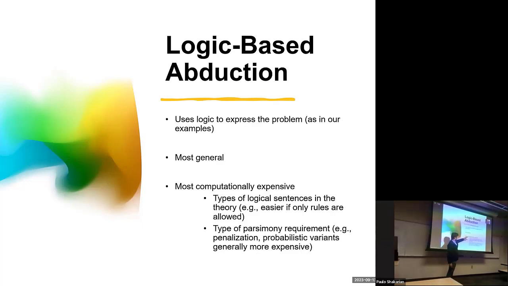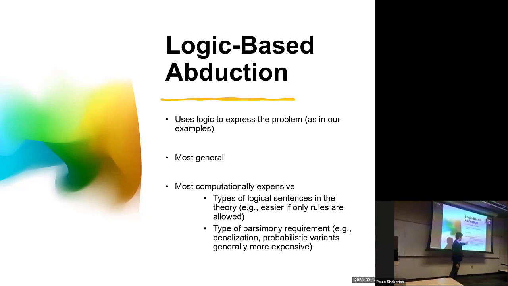Now, ways to make it easier is the types of logical sentences you allow in the theory. So in our simple example today, that's a very easy problem to solve because I have only rules and the body of the rule has no negation in it. So actually the problem I showed you reduces directly to the set covering version of abduction. So we can see all kinds of different ways we can restrict the syntax of the language to make things easier from an abduction standpoint.